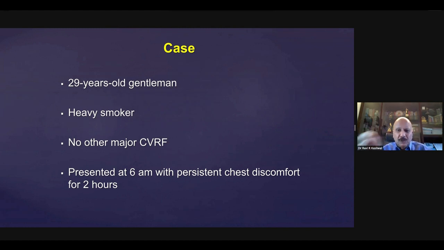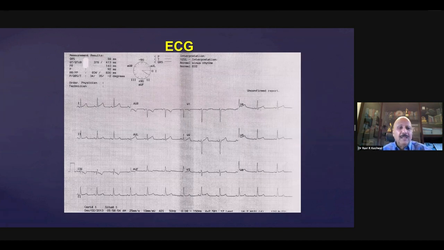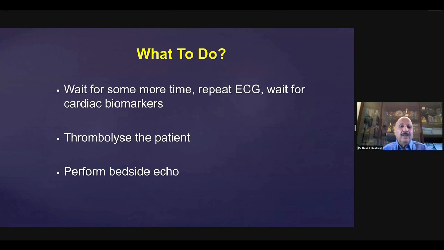This gentleman was just 29 years old, a smoker, no other risk factors, presented at 6 a.m. with persistent chest discomfort. And he said he'd been having it for the last 2 hours. And look at the ECG: except for a T inversion in lead V3 and lead 3, the ECG looked quite normal. So the resident said, well, let's wait for a repeat ECG, let's wait for cardiac biomarkers. Of course, you can't thrombolyse this patient because this is not a STEMI.